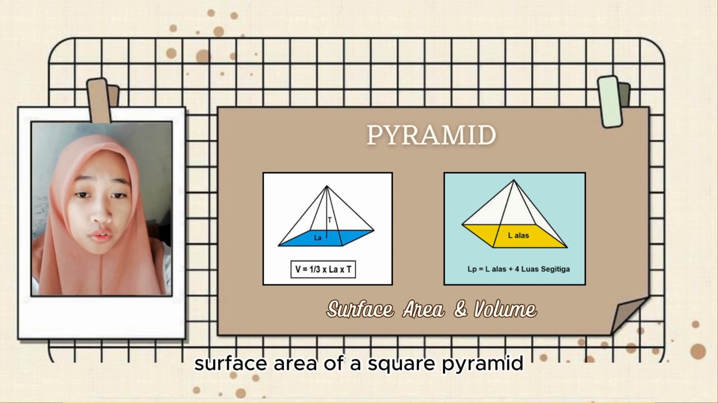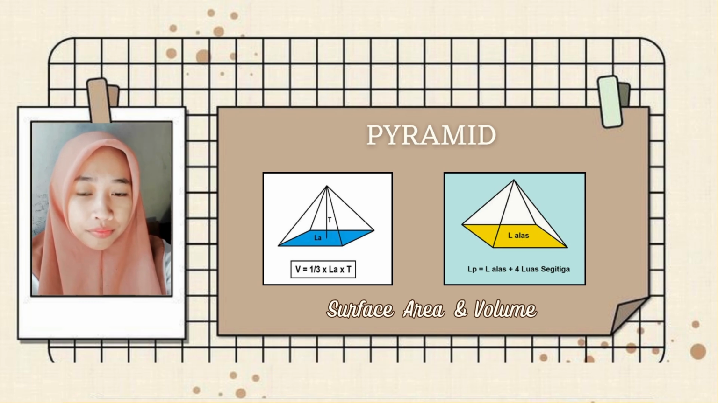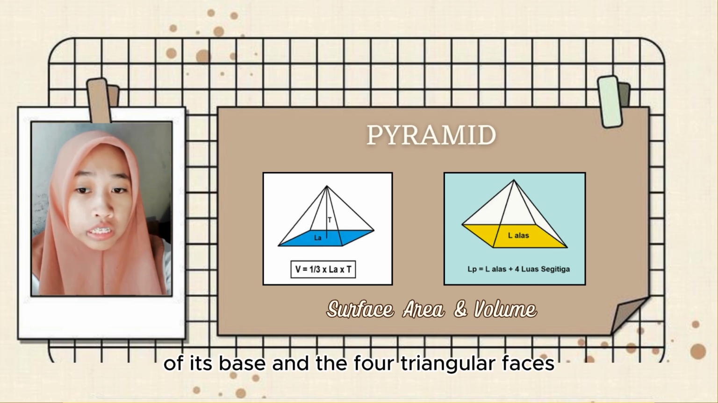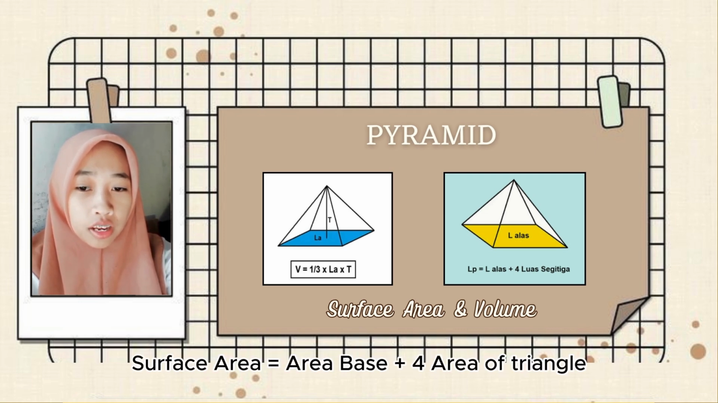Surface area of a square pyramid. The surface area of a square pyramid is the total area of its base and the four triangular faces. It can be calculated using the formula: surface area equals area of base plus 4 times area of triangle.